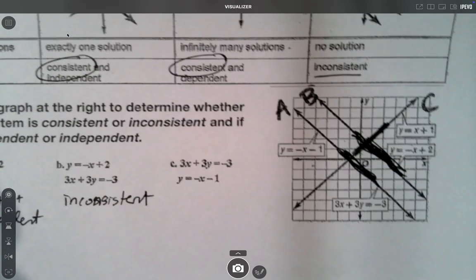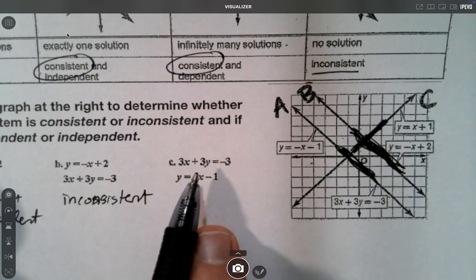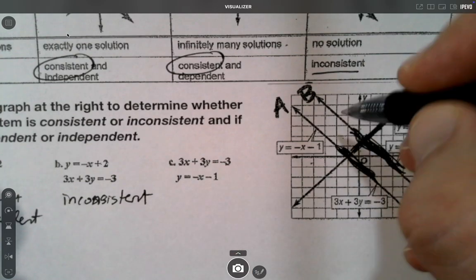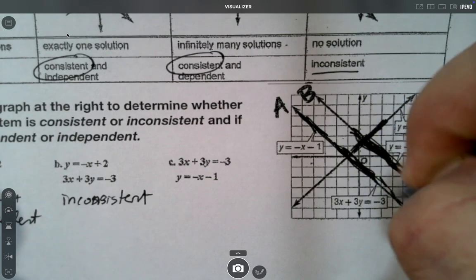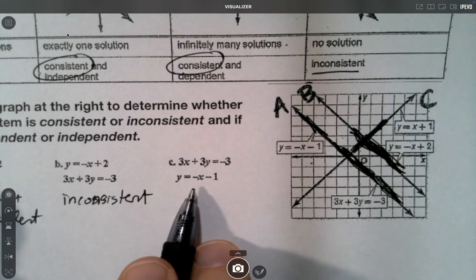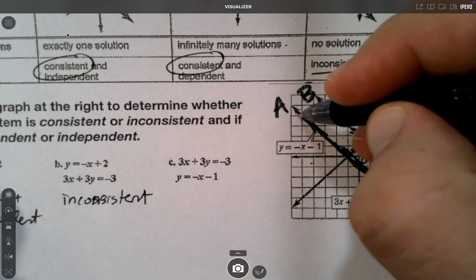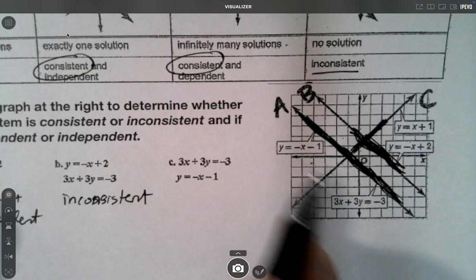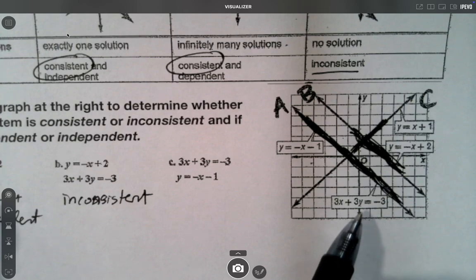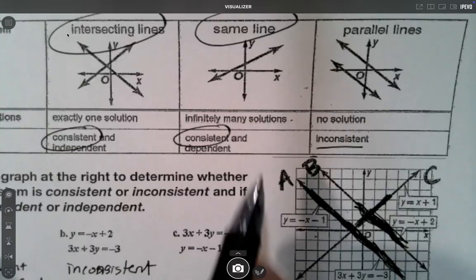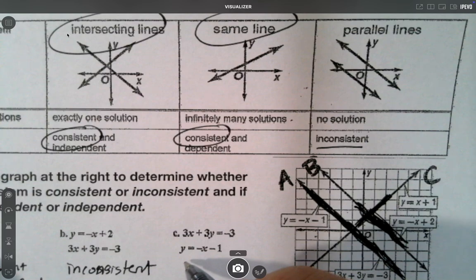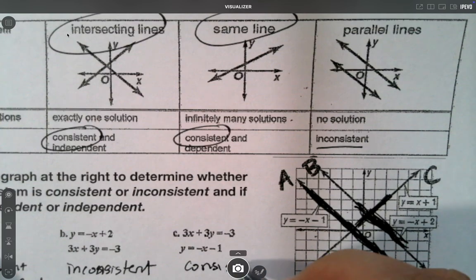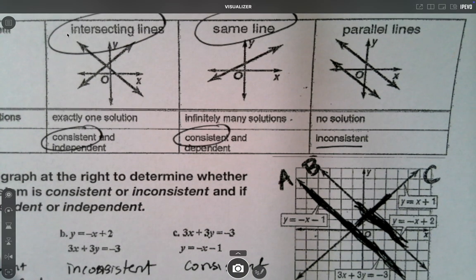Okay, last one is C. We first look at 3x plus 3y equals negative 3. So that's the line that's been labeled as A right here. And also y equals negative x minus 1. That's line A right here as well. So that's actually the exact same line. If we rearranged it, we could make these equations identical. So when it's the same line, it's consistent because there is a solution. They do overlap. In fact, they overlap everywhere. But since they're the same line, they're called dependent.